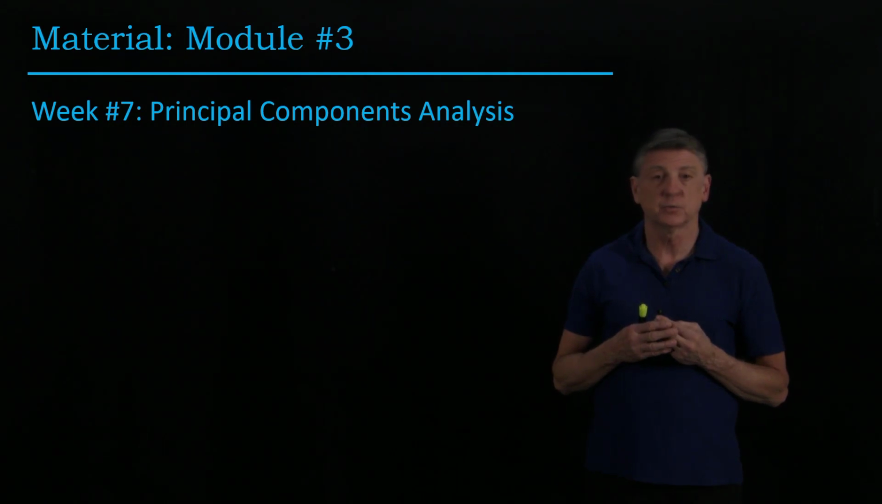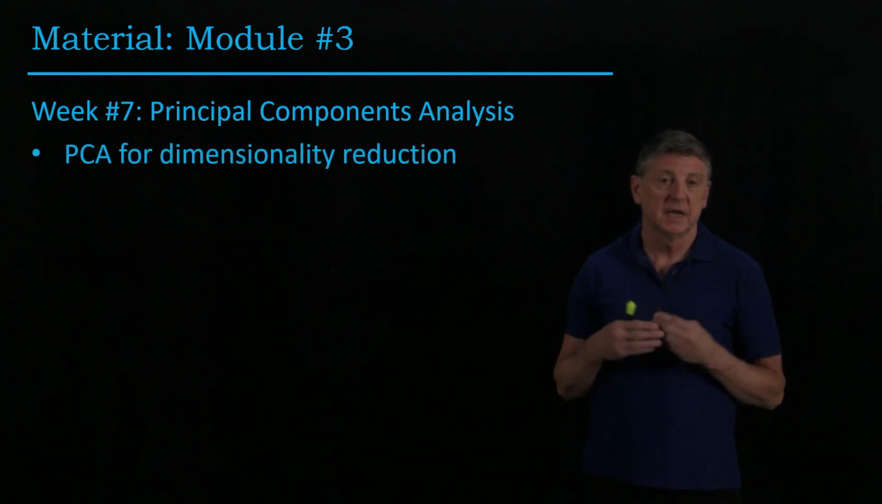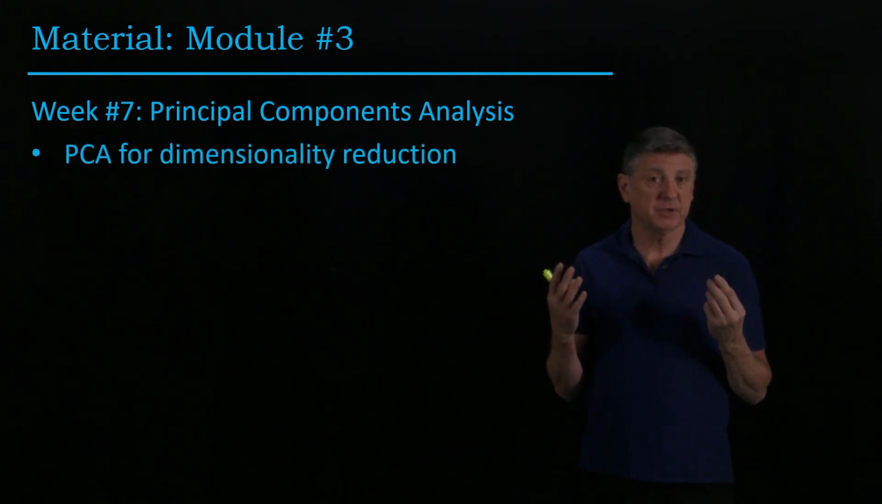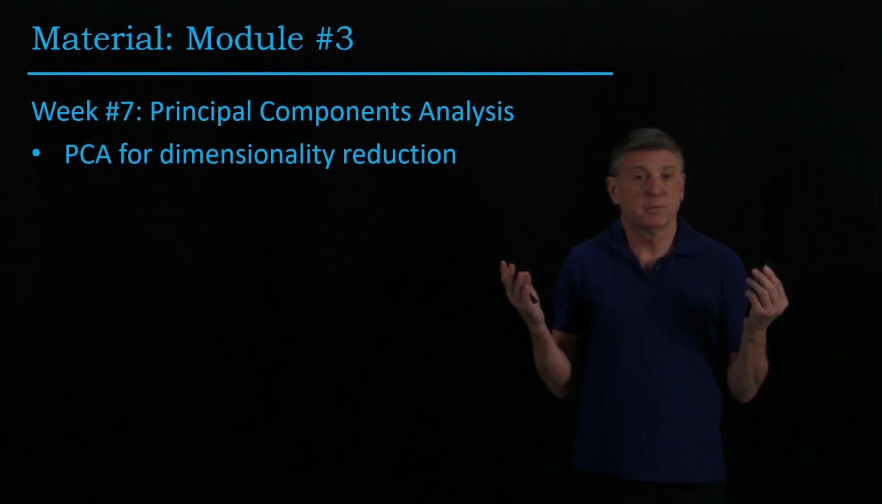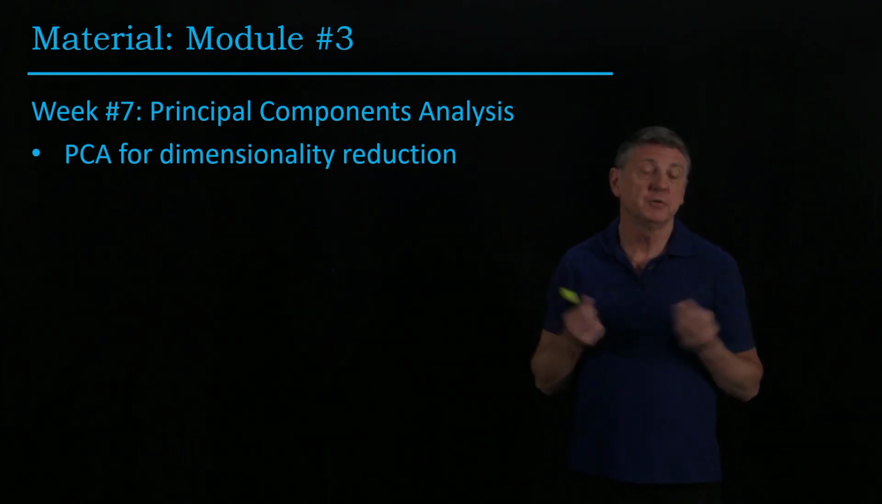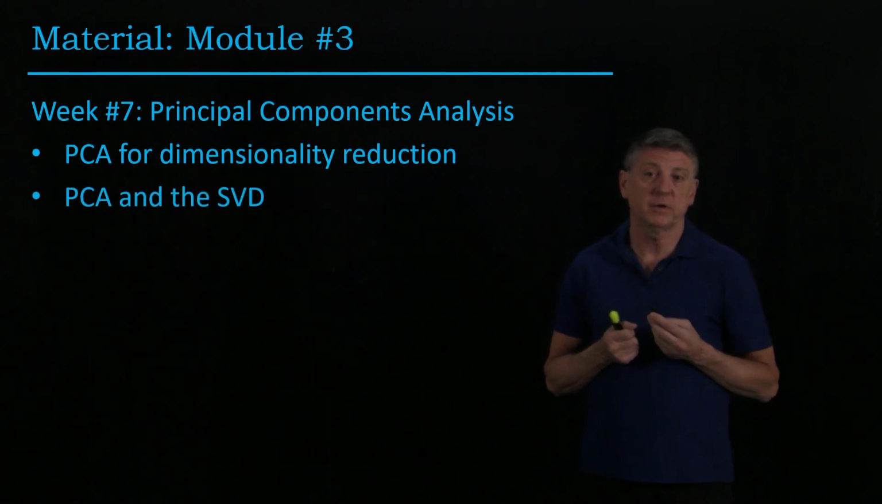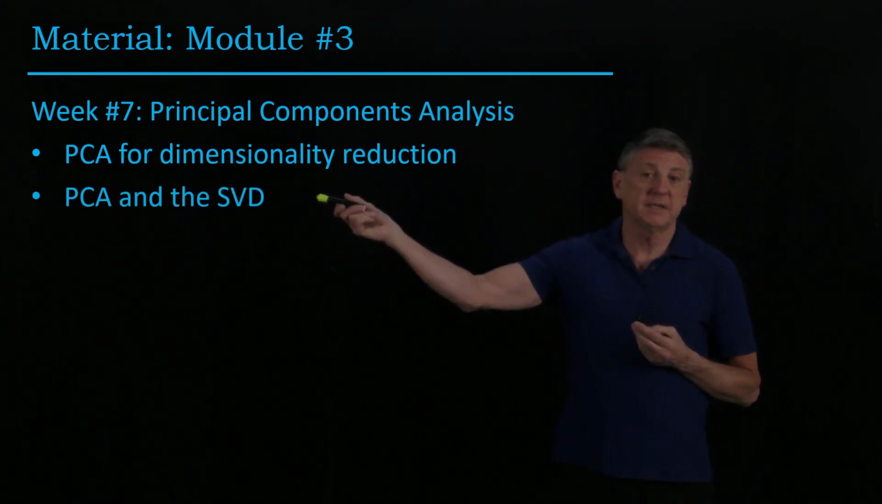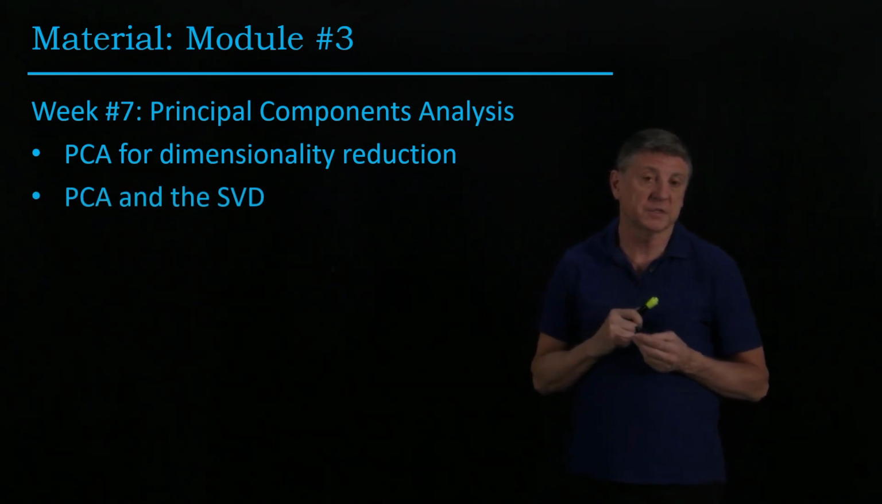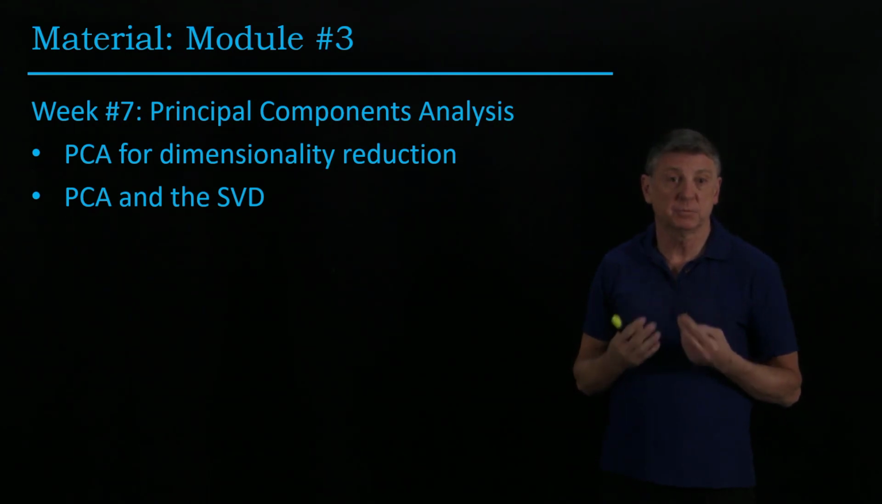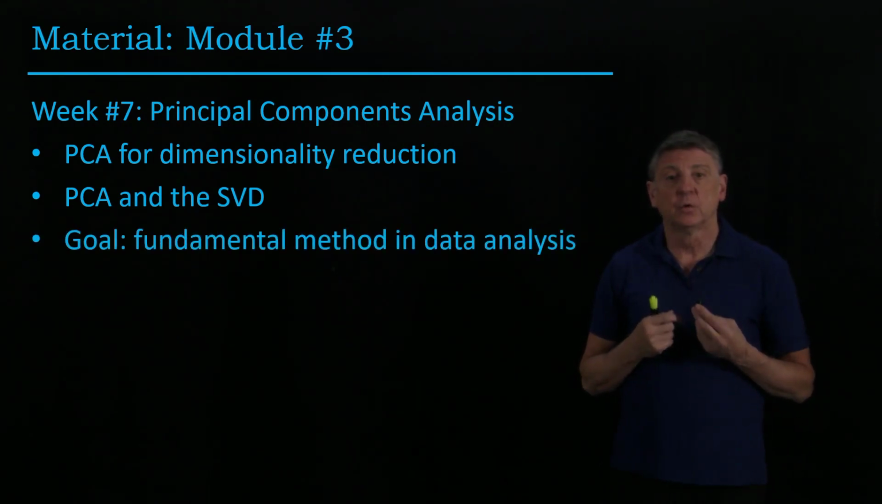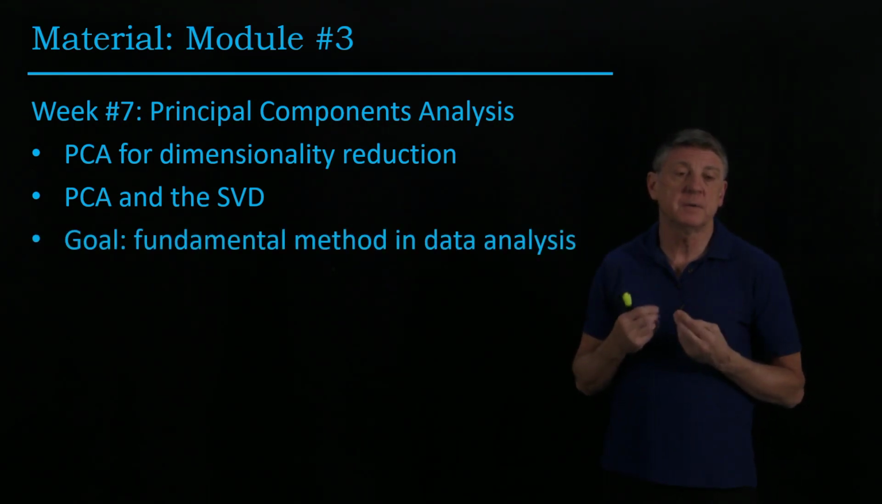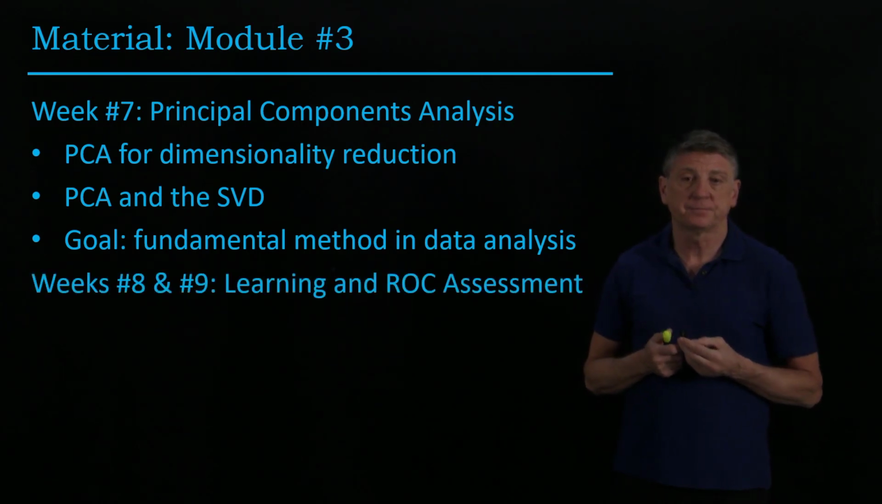In the third module of this course, we'll look at one of the fundamental ideas in linear data analysis, which is principal components analysis. This is a way to take a high-dimensional problem, one that, for example, might have 1,000 variables, and reduce it to one that has only 2 or 3 variables. This is closely related to the concept of the singular value decomposition, and it's actually how it's computed in practice. The goal in this is to learn this fundamental method for analyzing data.